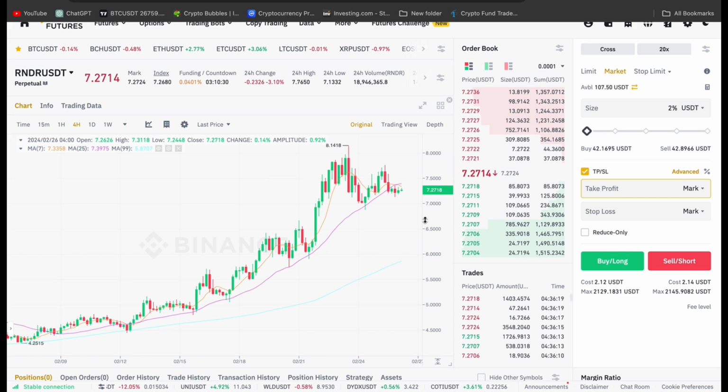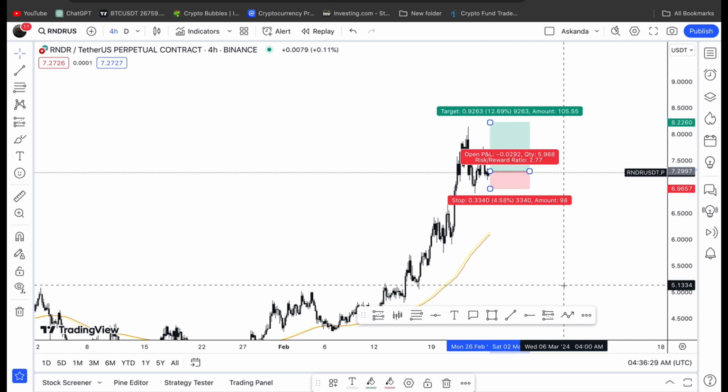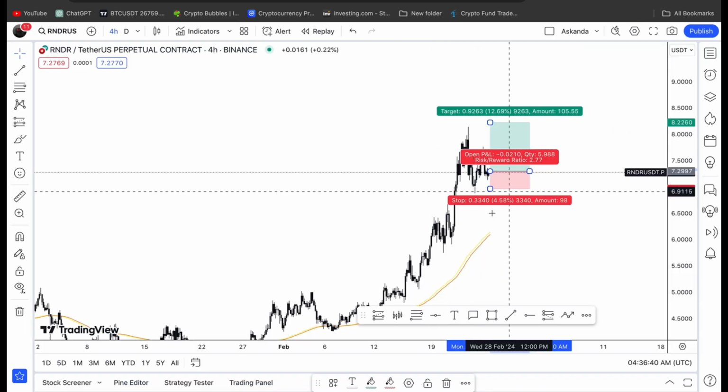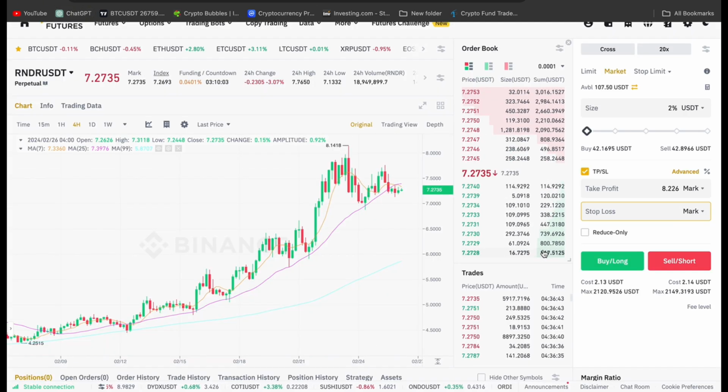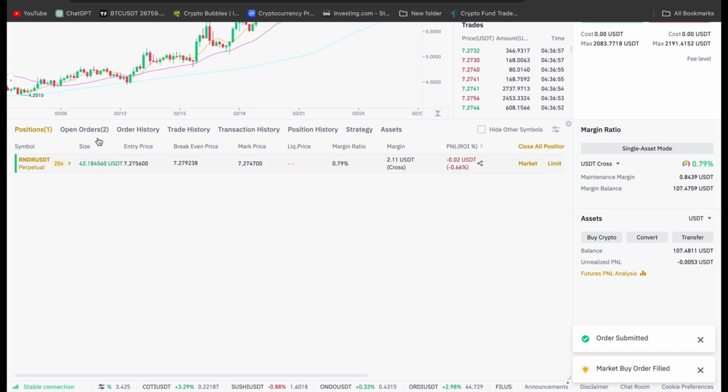Then we have our target being the take profit. So we'll go back to the TradingView session. Our take profit is around 8.226. So we enter 8.226 here as our take profit. Then we enter our stop loss too. The stop loss is 6.965. Okay, then we'll click on buy long. Once we click on buy long, the trade will now appear in the position section. We have the open orders containing the stop loss and the take profit.